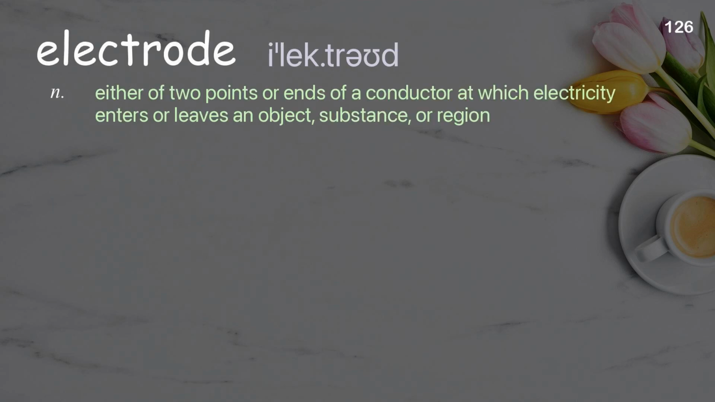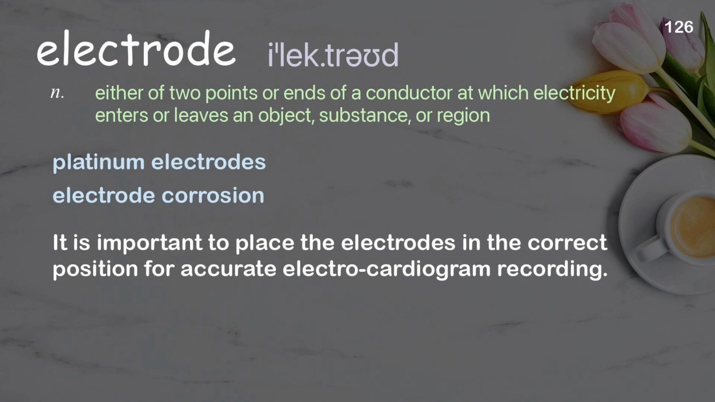Electrode. Either of two points or ends of a conductor at which electricity enters or leaves an object, substance, or region. Examples: Platinum electrodes. Electrode corrosion. It is important to place the electrodes in the correct position for accurate electrocardiogram recording.